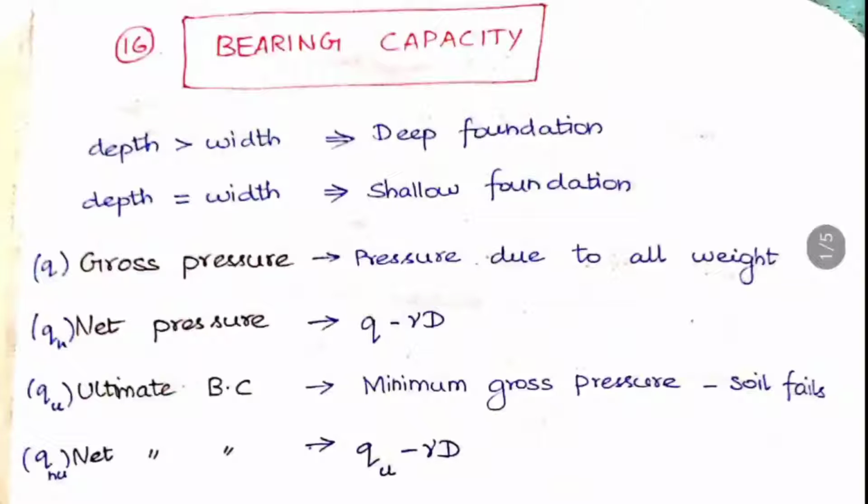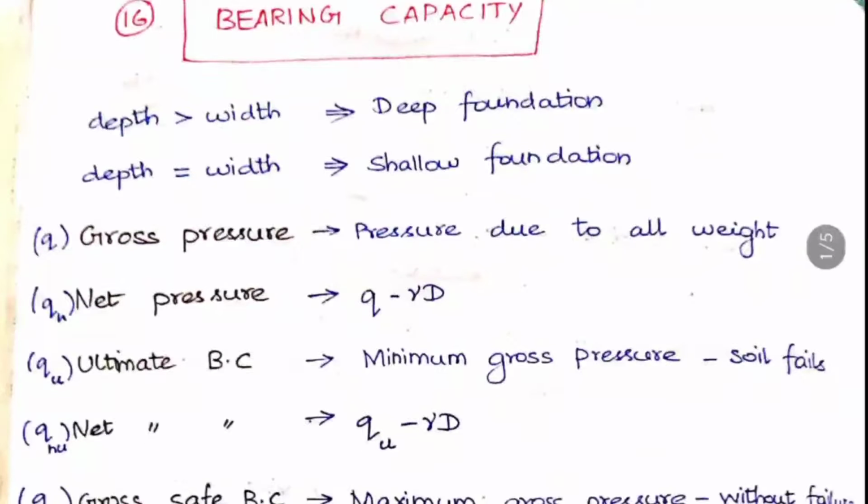First one is the gross pressure, which is denoted as q. It is the pressure due to all the weight, so it is a general pressure. The next is the net pressure. Net pressure is nothing but gross pressure minus original overburden pressure. The original overburden pressure we normally calculate as density into depth. So it is q minus gamma D.